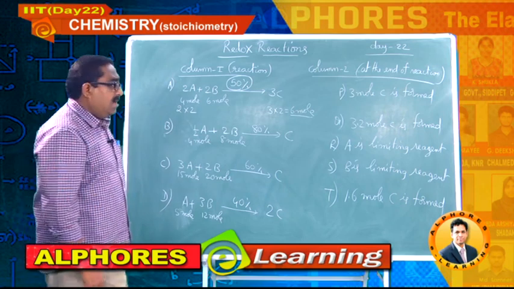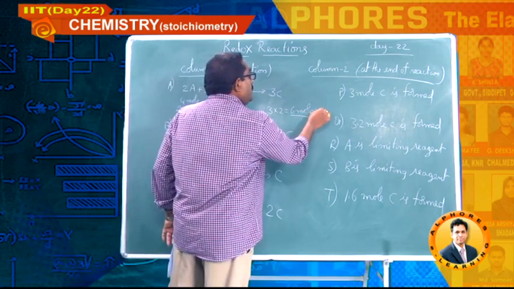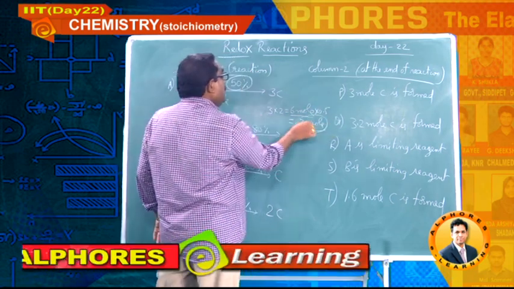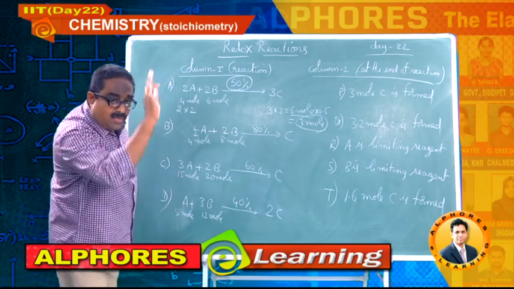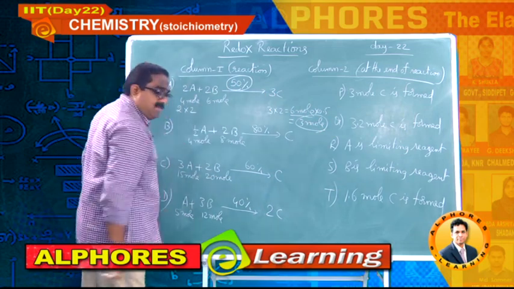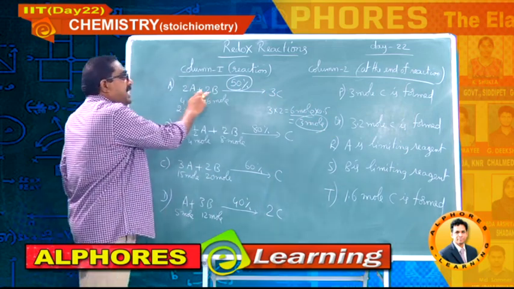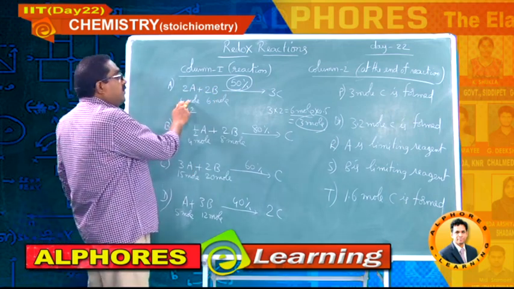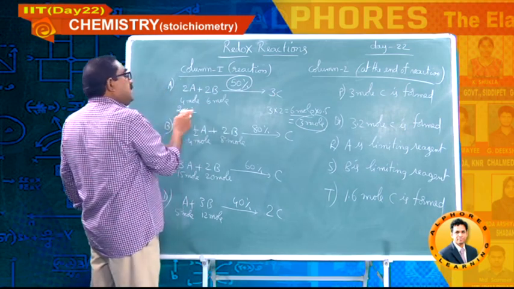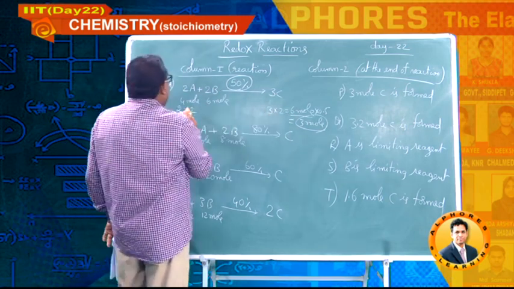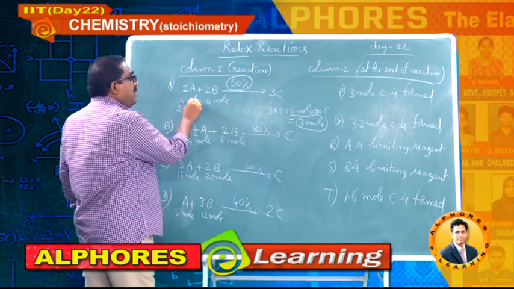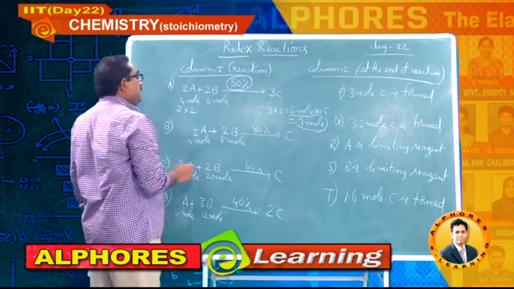50% only. So, into 0.5. So, finally you will get 3 moles of C only. Actually, as per the given data, this is the limiting reagent A. 2 into 2 moles, 4 moles gives 3 moles. So, I have given the same 2 into 2 gives 3 into 2 moles, because 4 moles he has given, 2 moles gives 3 moles.